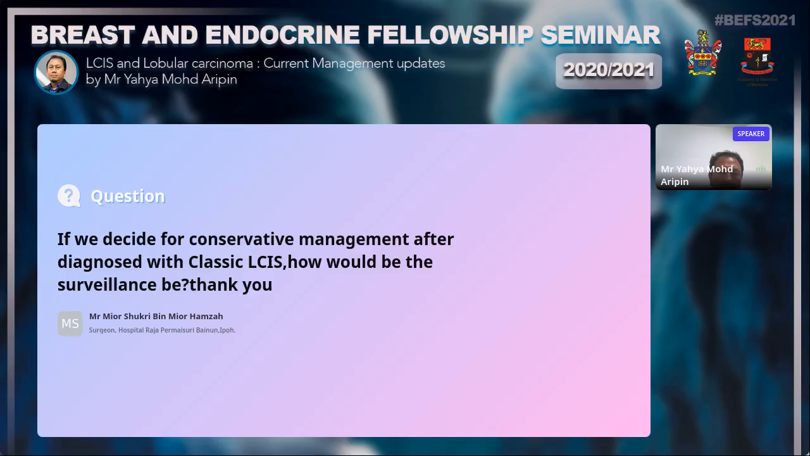If we decide on conservative management after a diagnosis of classic LCIS, how would the surveillance be? I showed you just now, right? According to the current guidelines, you can monitor the patients by clinical breast examination every 6 to 12 months and a mammogram every year. That's how you follow up the patient.